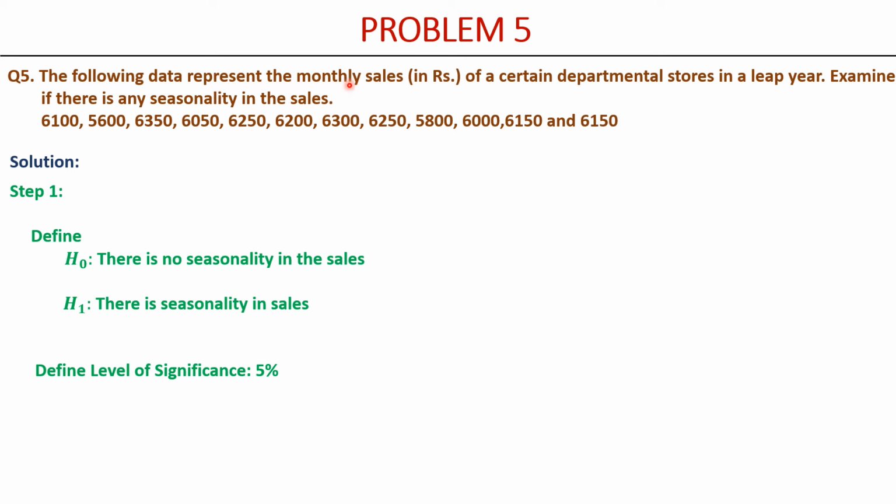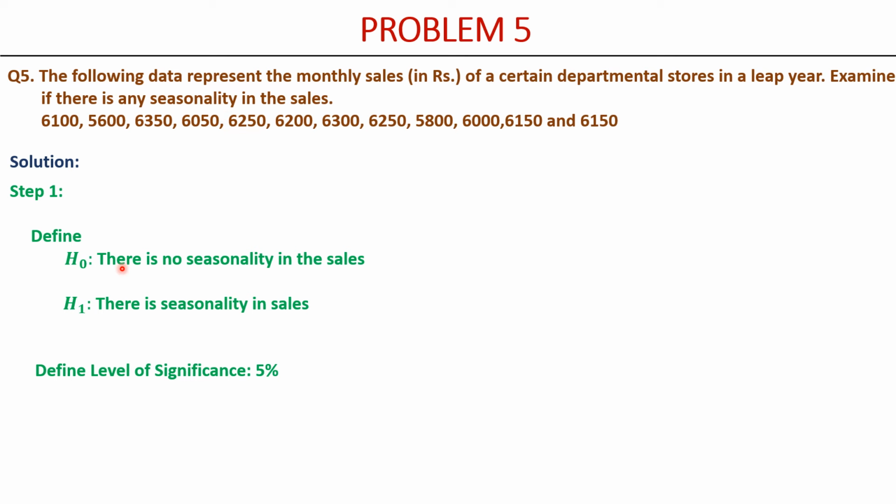The following data represents the monthly sales of a certain departmental store in a leap year. Examine if there's any seasonality in the sales. So he has given the observed values of sales in a supermarket in a leap year, meaning that there are 366 days. What we mean by asking whether there is any seasonality in the sales is, does the sale depend on the seasons? We have 12 months in a year with various seasons. We are given 12 values here, one for every month, and we will have to check whether the monthly sales differ or not.